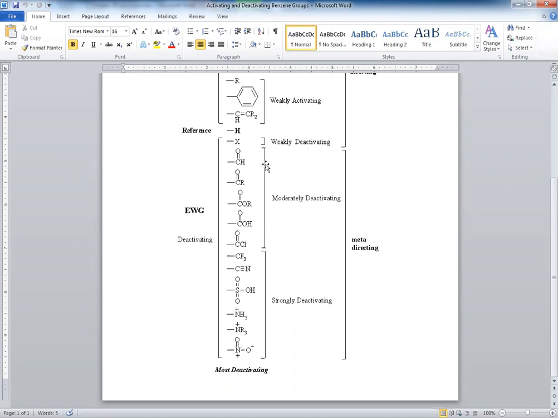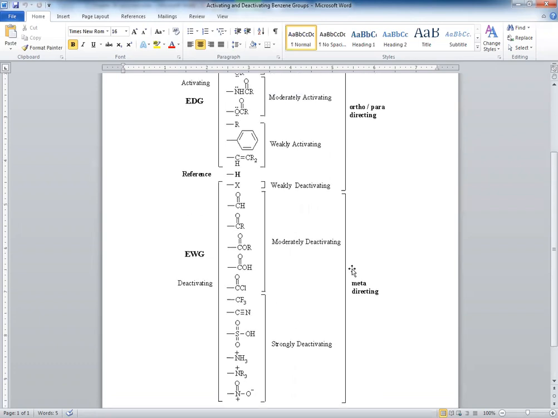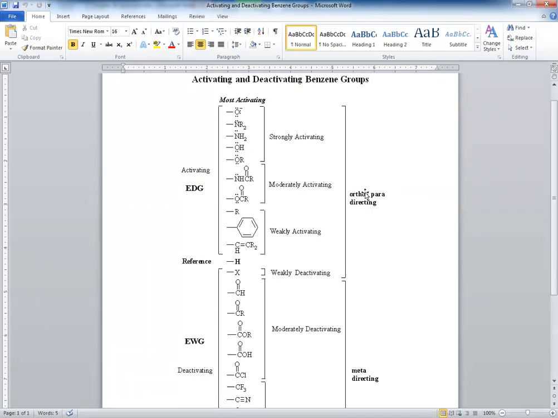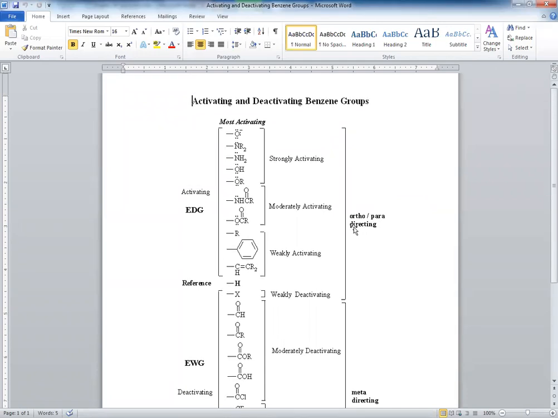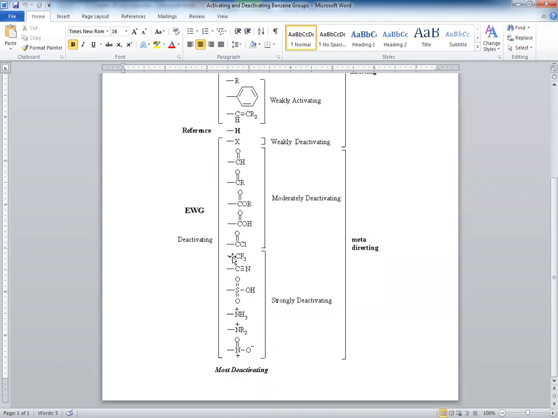This one is even more extensive than what you have in your notes: ketones, aldehydes, amides, esters, and carboxylic acids. And then the strongly deactivating are right here. There's also something we're going to explore in the next few pages: where do they direct? The activating groups direct toward ortho and para, and the deactivating groups direct to meta. We'll have to explain this, and there's a theory behind it, and we're going to go there next.